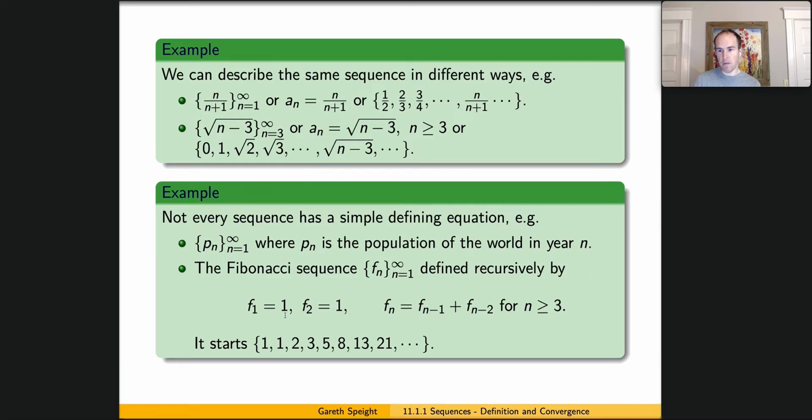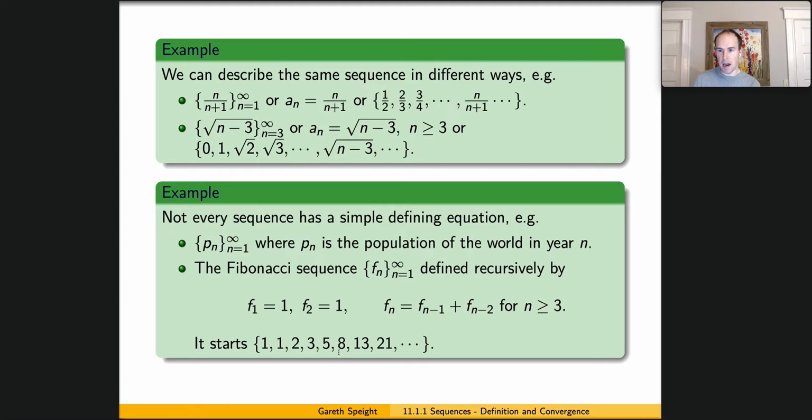So we start with the first term is 1, and the second term is 1, and then this complicated looking equation just says that the nth term is the sum of the n minus first term and the n minus second term. So to get the next term along, I just add the previous two terms. So it starts with 1 and 1, as we said, then we add those together, we get 2. Then we add the previous two terms, 1 and 2, we get 3. Then we add 2 and 3, we get 5. Then we add 3 and 5, we get 8, and so on.